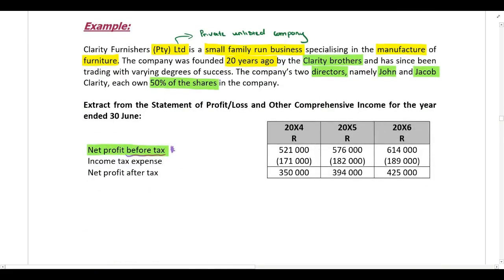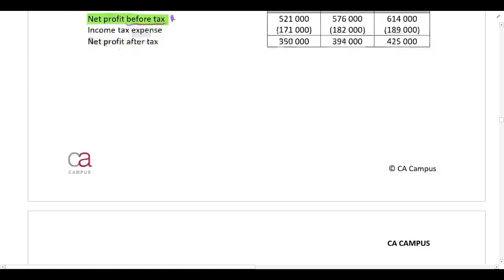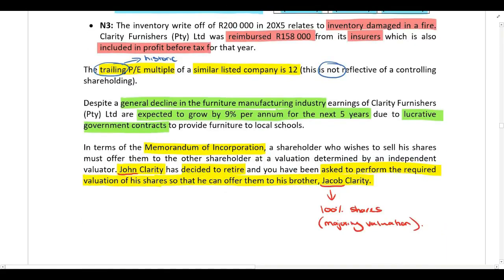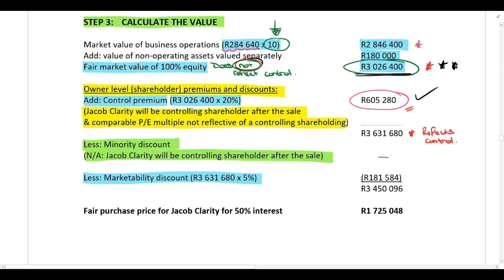So in this example, we saw that each of the brothers owned 50% of the shares, and we also saw that John is going to retire and he wants to sell his shares to Jacob. So Jacob is going to buy John's 50% shareholding. So to wrap up this calculation, we just take our final value, we multiply by 50% so that we can see what Jacob should pay for John's 50% interest.